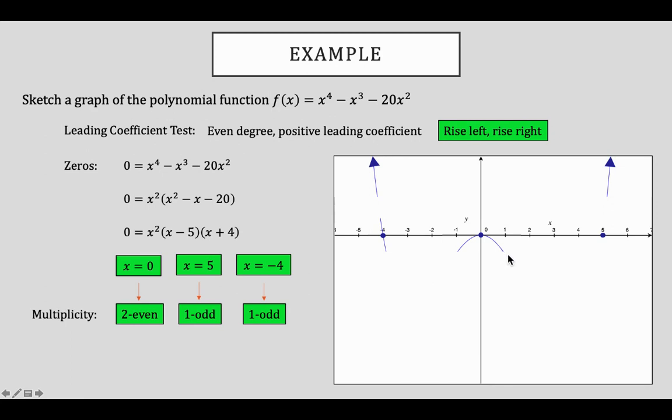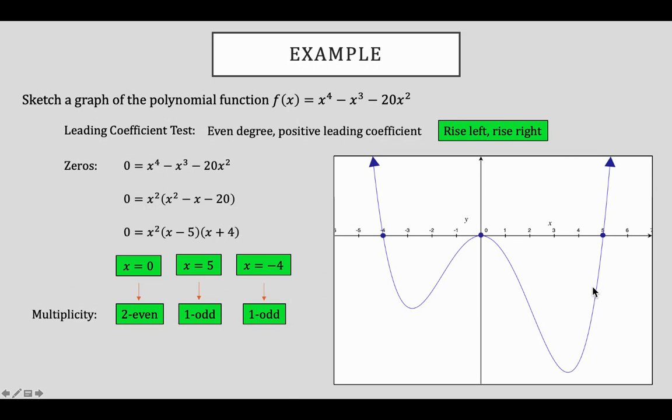And now as I continue along the graph and get to my final 0, we know that the multiplicity of x equals 5 is odd. Therefore, it is going to cross through the x-axis at x equals 5. All right, and once we have all those pieces of information, we can connect our lines and connect our dots with nice smooth curves, and that will give us our final graph of the polynomial function.